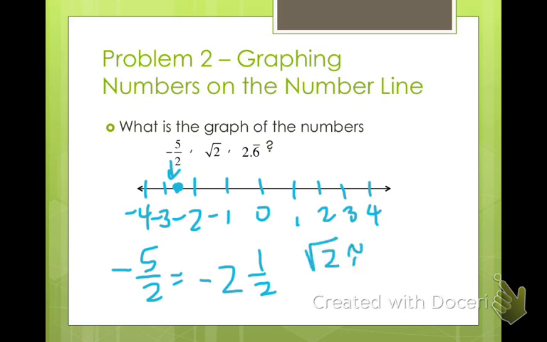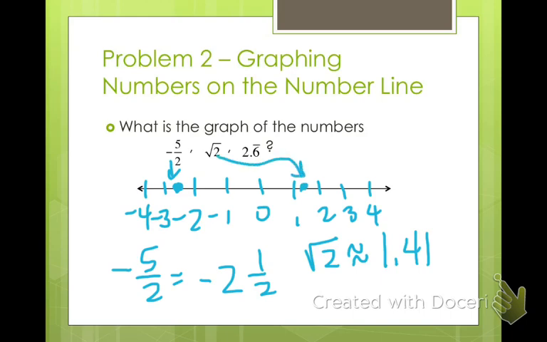What about the square root of 2? Square root of 2, you're going to have to find an approximation for. Did you find an approximation? So an approximation of the square root of 2 is 1.41. So we're going to go between 1 and 2, almost halfway. This is kind of hard to do with this. Okay, so there's the square root of 2.